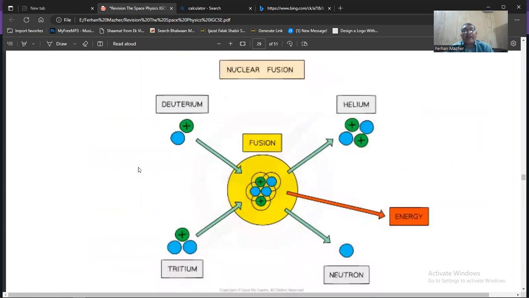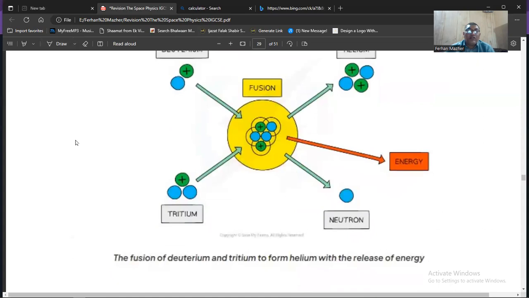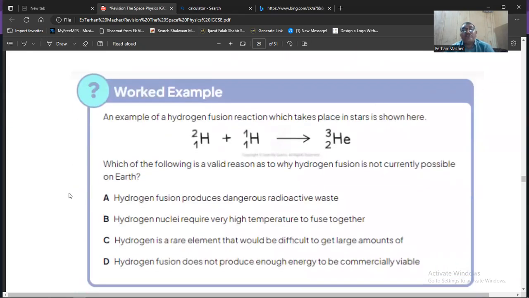So here we have a diagram. You can see the deuterium and tritium. They fuse into each other. They make helium. They produce energy, and a neutron is given out. This is nuclear fusion: the fusion of deuterium and tritium to form helium with the release of energy.